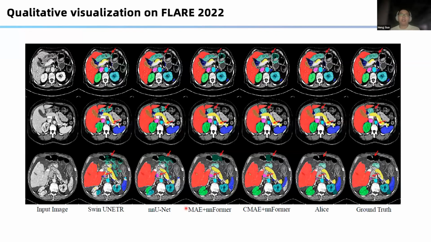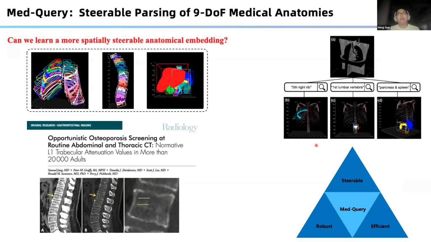Here I demonstrate some qualitative visualizations. We can see that ALICE produces sharper boundaries and generates results that are more consistent with the ground truth in comparison with all other models. Well, here we come to the second part of my talk.